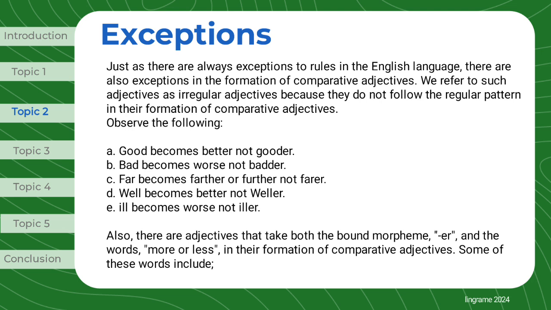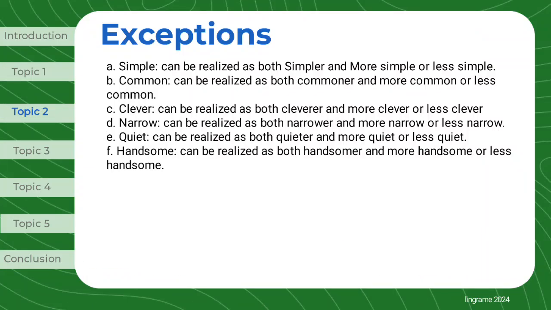Ill becomes worse, not iller. Also, there are adjectives that take both the bound morpheme and the words more or less in their formation of comparative adjectives. Some of these words include: simple, which can be realized as both simpler and more simple or less simple. Common, both commoner and more common or less common. Clever, both cleverer and more clever or less clever. Narrow, both narrower and more narrow or less narrow. Quiet, both quieter and more quiet or less quiet. Handsome, both handsomer and more handsome or less handsome.